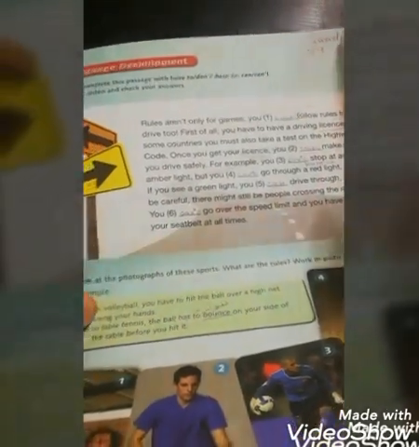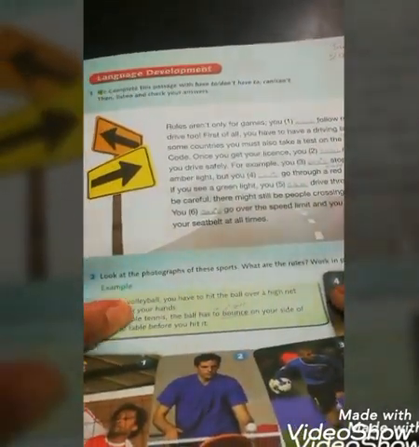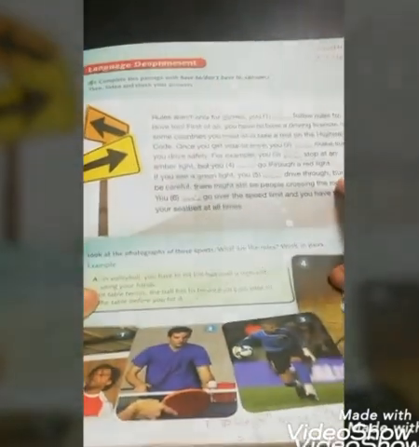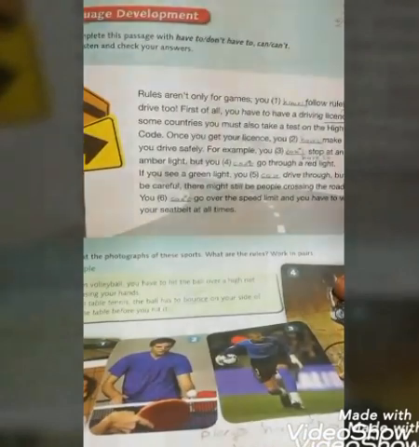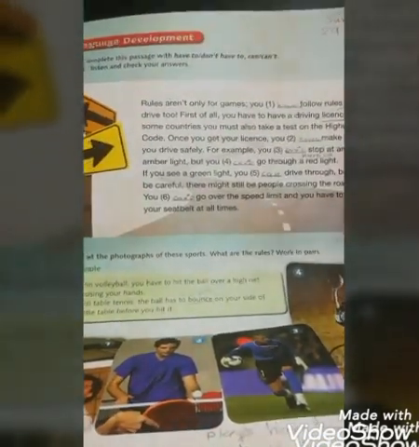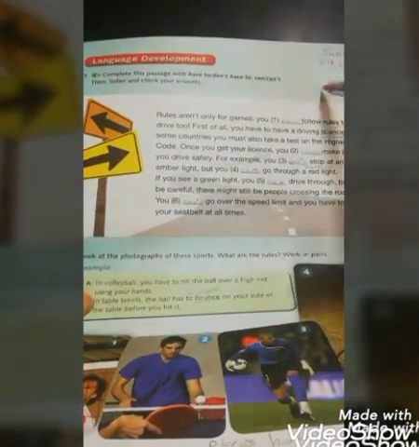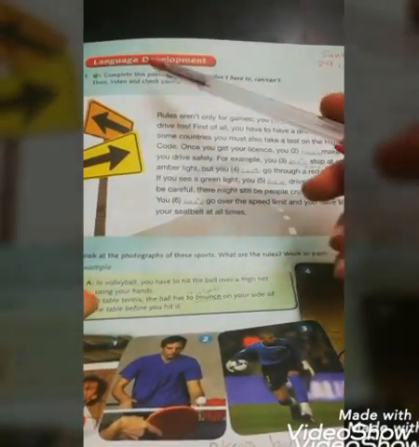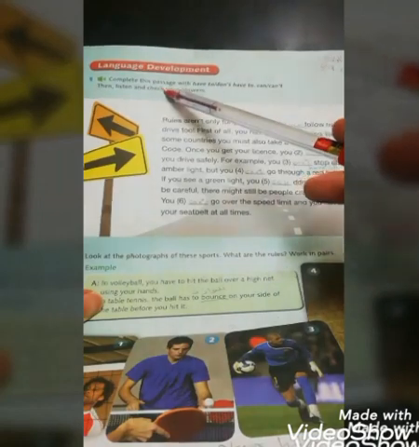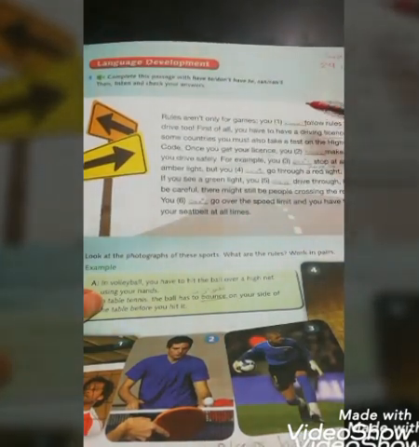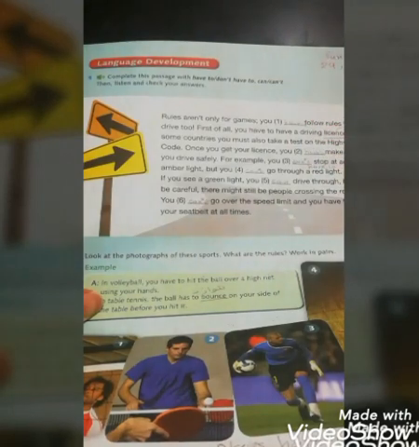First question, language development. It's revision, مراجعة. It's revision for grammar and vocabulary, مراجعة المعاني والقواعد. Okay. Exercise number 1. Complete the passage with have to, don't have to, can or can't. We have to use have to or don't have to or can or can't.